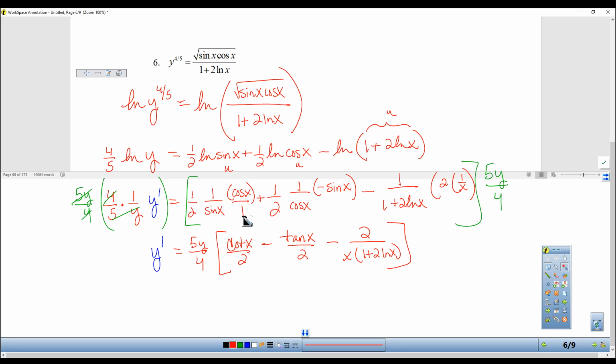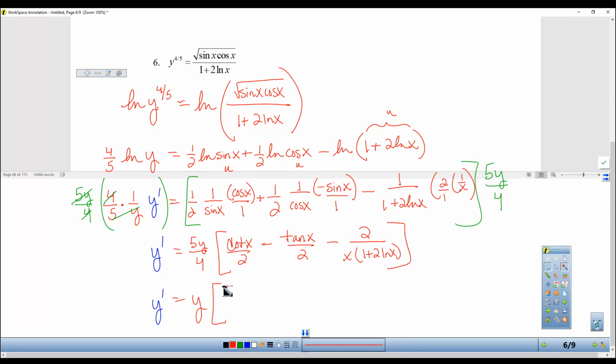So how did I get that? Cosine over sine was cotangent. Sine over cosine was tangent. And on this one, this is straight across the top, 2 over x times 1 plus 2 ln of x. I think that the final answer might have multiplied out the 5/4. I think just because there's other numbers there, it worked out. But you can leave the y out in front.